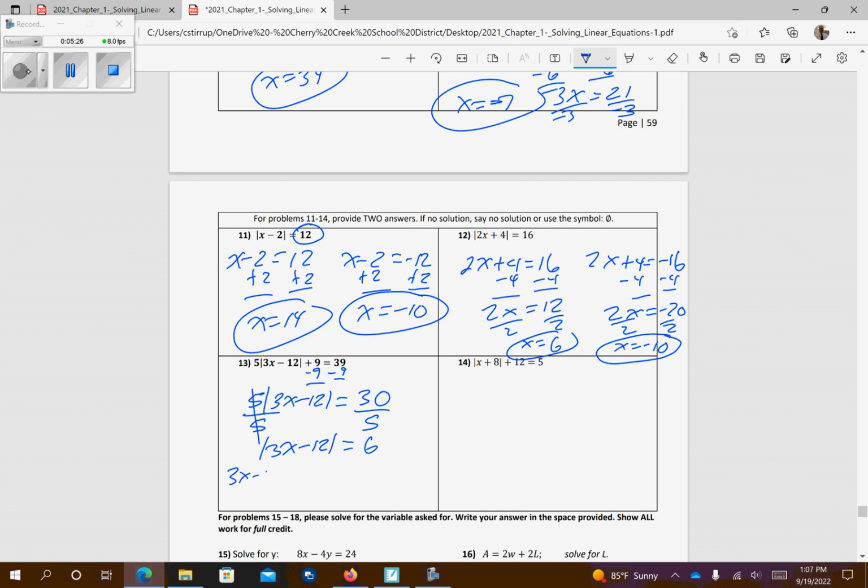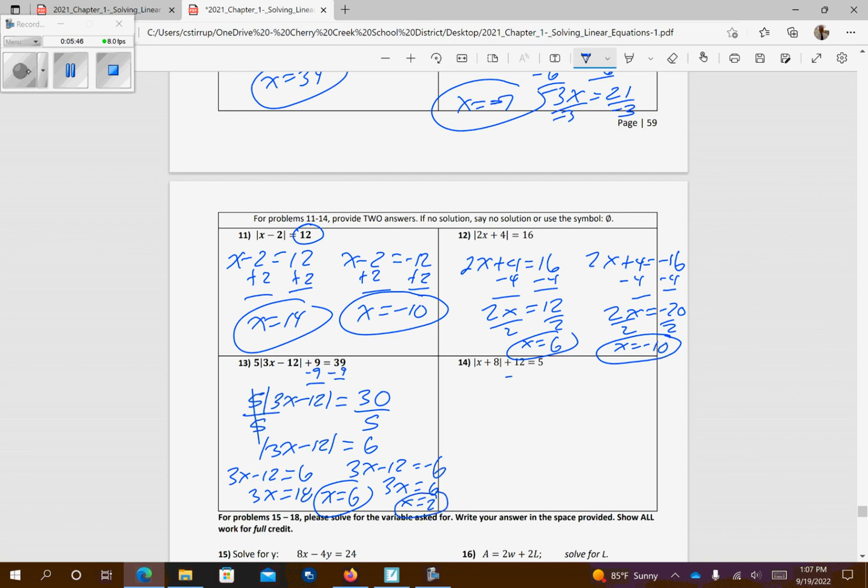Break it into two problems. Add 12 to both sides. Divide by 3. Add 12 to both sides. Divide by 3. There's my two answers.